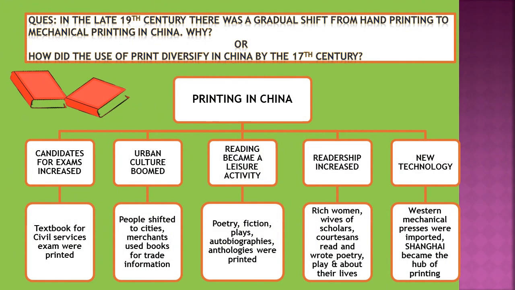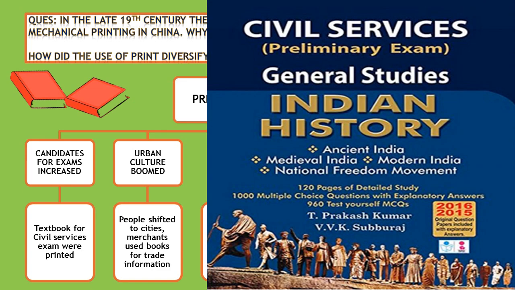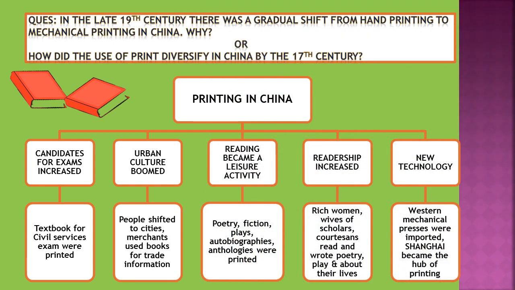But gradually, the demand for books increased in China. So why did this happen? Firstly, the number of students giving exams increased. For example, civil services exam. So they demanded books. Then urban culture boomed in China. People started shifting to urban areas. So they demanded a variety of books.